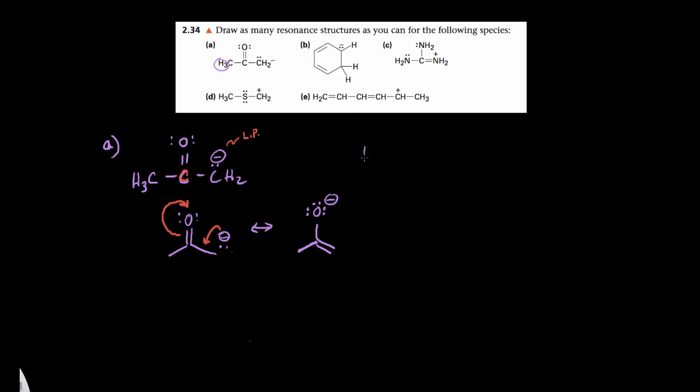So let's look at B. We don't have to draw the hydrogens here. It's maybe good practice just to put them in, just to see them so you don't get confused. Let's draw as many resonance forms as we can. So again, a lone pair next to a pi bond. We can't do anything on this side of the molecule. This lone pair can't come in here because there's no place for these electrons to go.